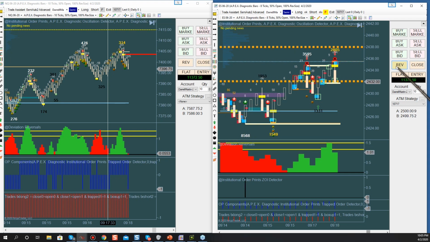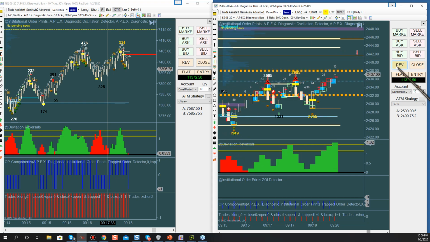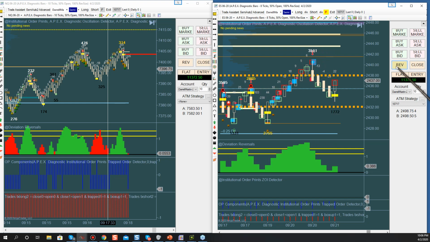Now we got a short coming off of an ES wall. And we got OD divergence. Are we taking it? There we go. Made profit. Now we got another short, but going into a wall. And no divergence. Do we take it? Nope, and it's okay.